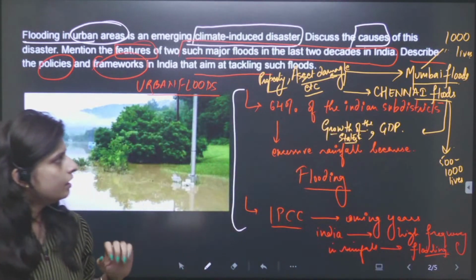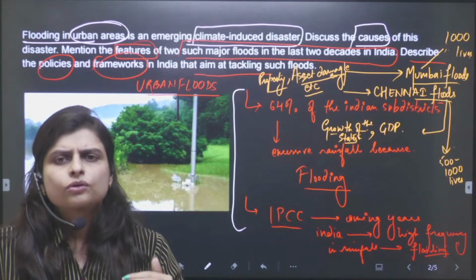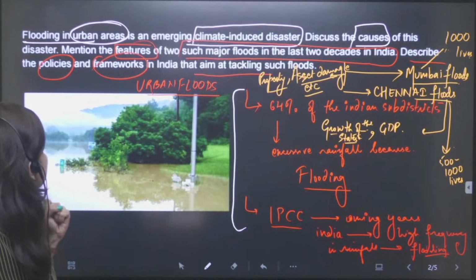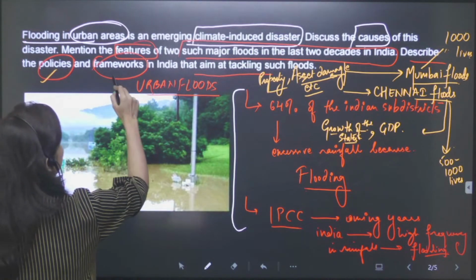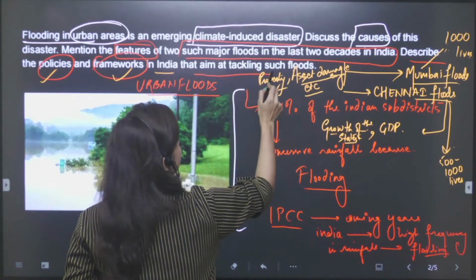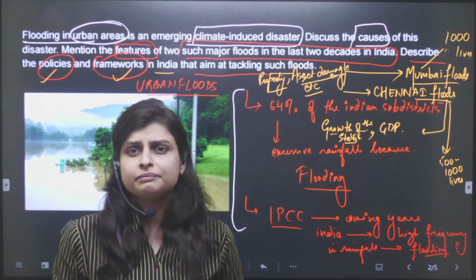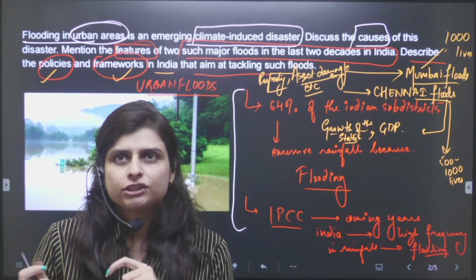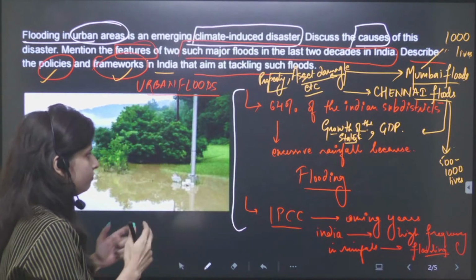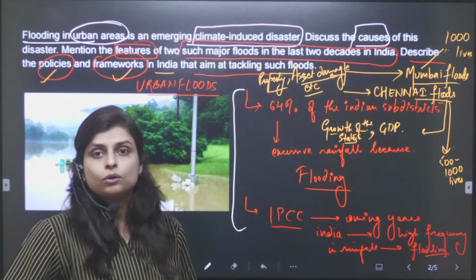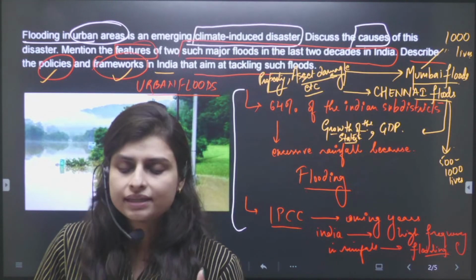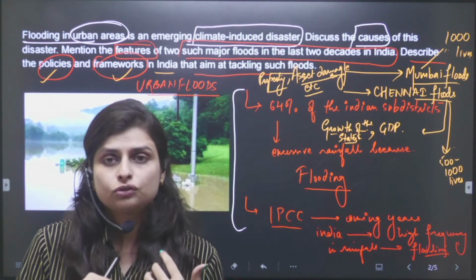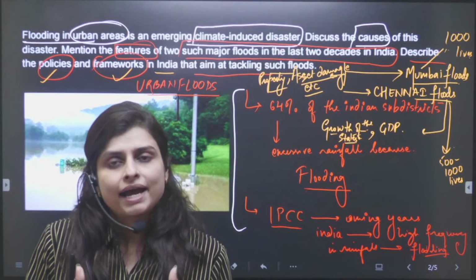Fine. This you can elaborate by going into more detail. I have just told you the key points. Now the next part of the question says: describe the policies and frameworks in India that aim at tackling such floods. That means what should be the policies, what should be the framework that would eventually be helpful in tackling the floods. For that we should know what the agencies dealing with it are. At the same time, we should also know what guidelines these agencies have given us, and we should also know about the disaster management plan with respect to flooding.